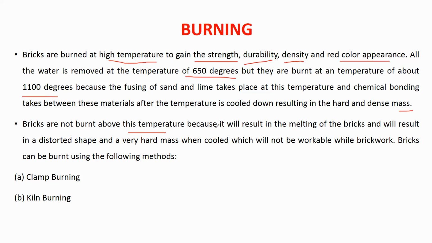When the brick is losing its shape, it will not be exactly rectangular. The shape will get changed. After cooling down, a brick which is burnt above 1100 degrees Celsius will first lose its shape, and second, when you cool it down, it will become very hard, much harder than a normal brick. It will also become black. The color also will not remain.